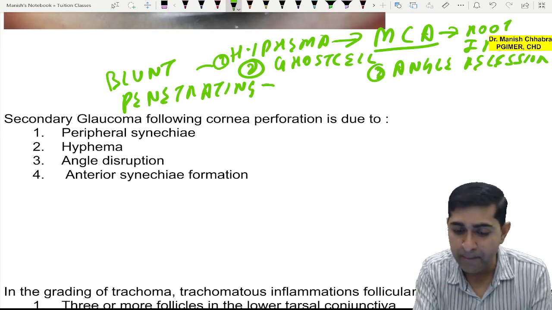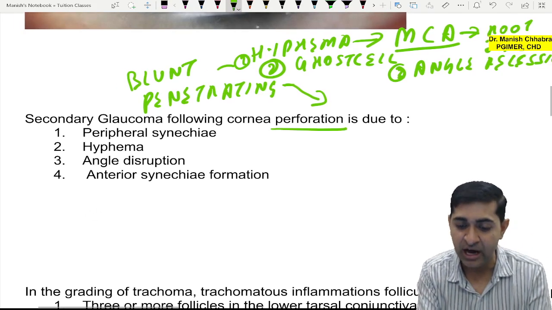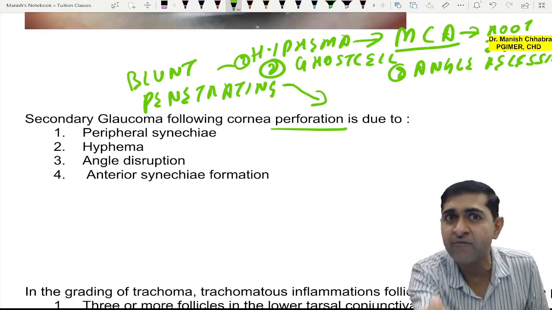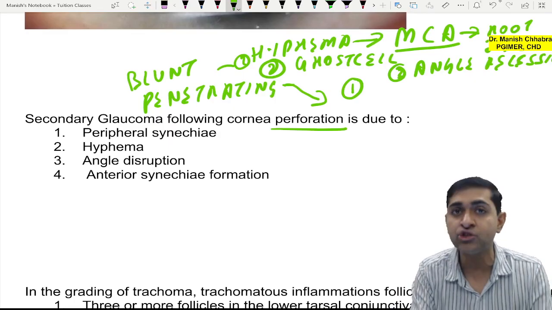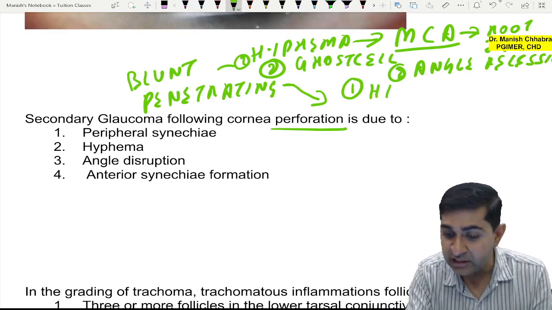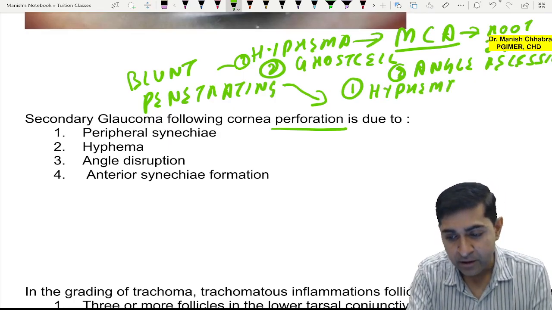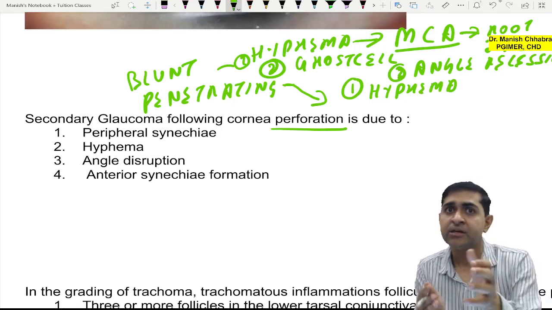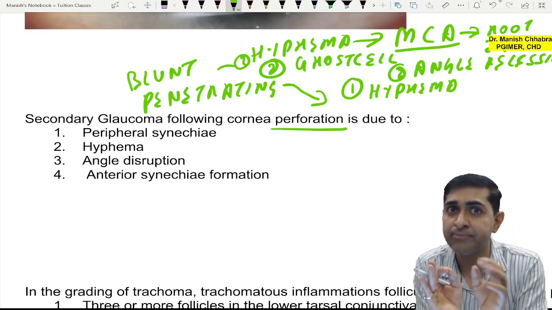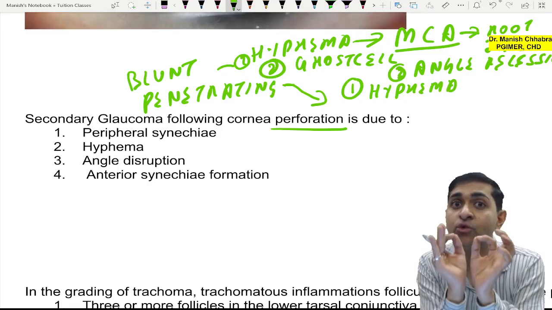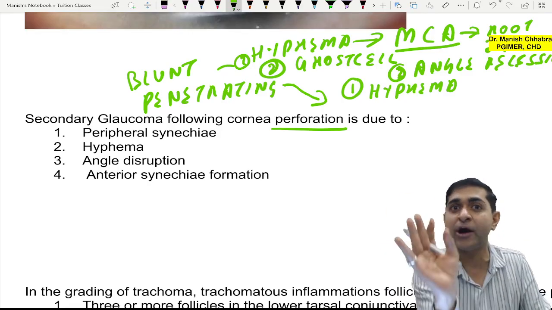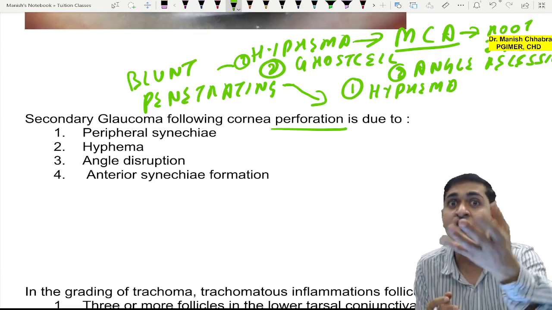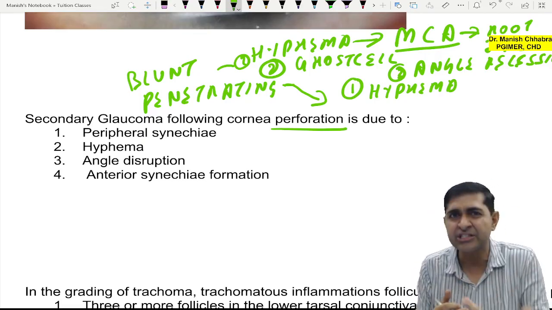Now coming over to penetrating. So they have specifically asked for perforation. So penetrating means some foreign body has entered into the eye. Now when the foreign body enters into the eye, number one, it can lead to hyphema. The same way it will lead to raised intraocular pressure, but mind you, this hyphema can only happen if this small penetrating body hits the point where there is blood vessel, like at the root of the iris, on the iris. Yes.